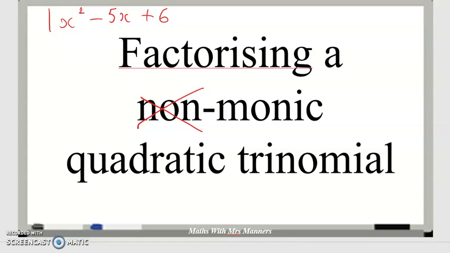But in this video, we're doing non-monic quadratic trinomials, and that means the coefficient of x squared can be anything. Well, firstly, it won't be 1, because we're looking at non-monic examples, and monic examples have a 1 here instead of a number other than 1. So for this video, all the numbers in front of x squared will not be 1.